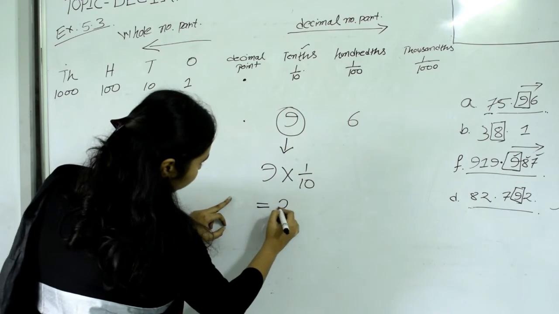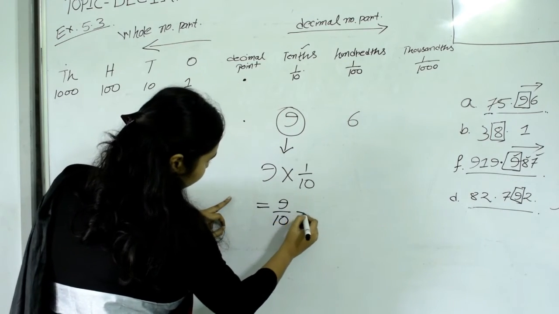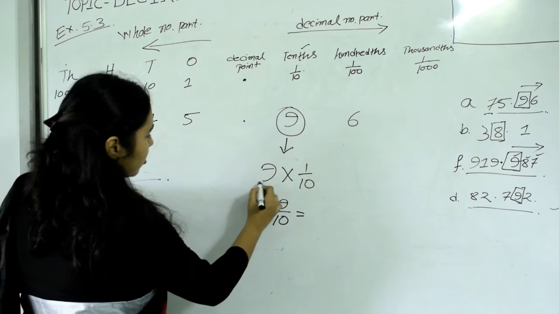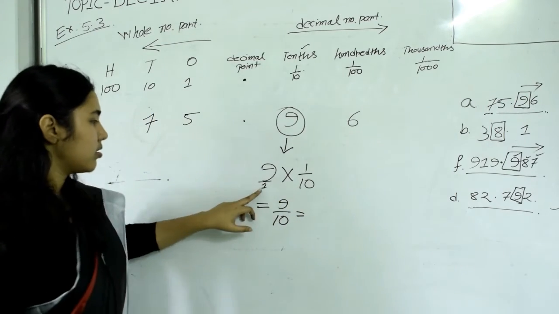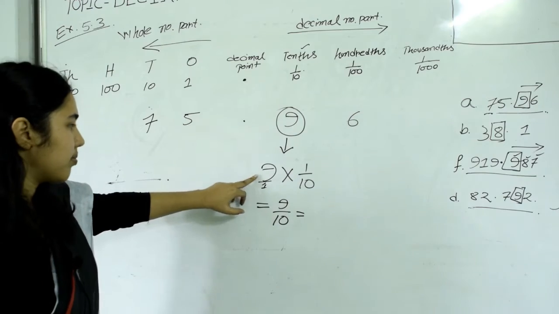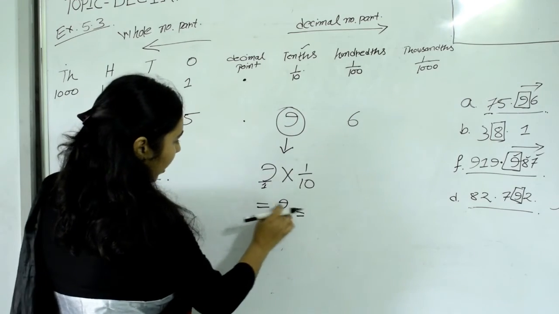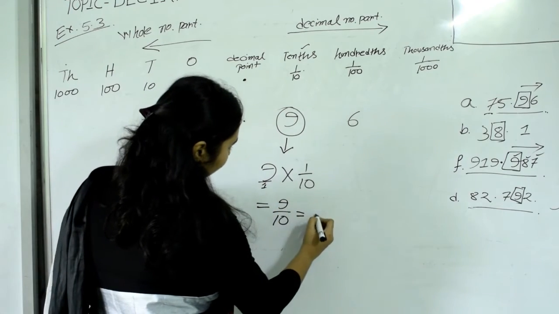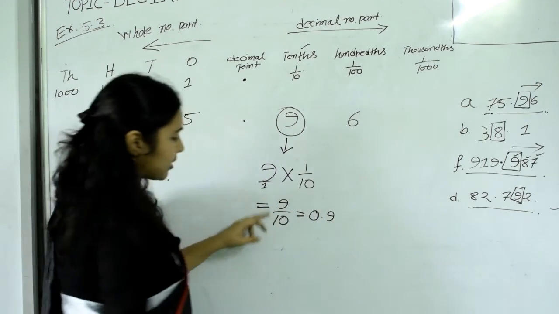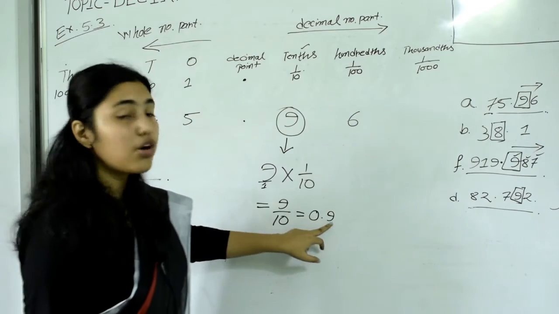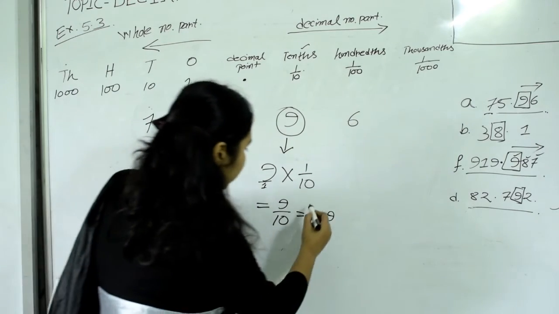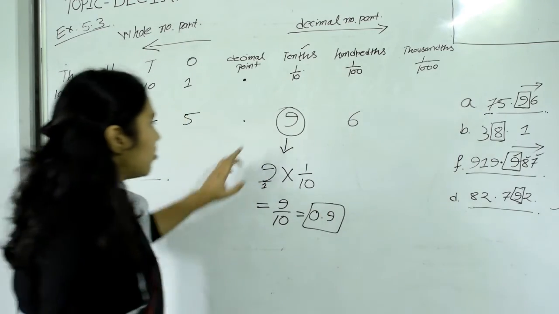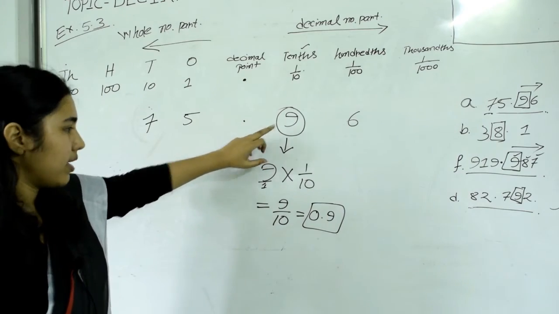And know that 9 by 10 is equal to, consider here 1, because 9 is a whole number. Now 9 ones are 9, 10 ones are 10, right? We know that 9 by 10 we can write it as 0.9. So this is the place value of this digit 9. Okay?